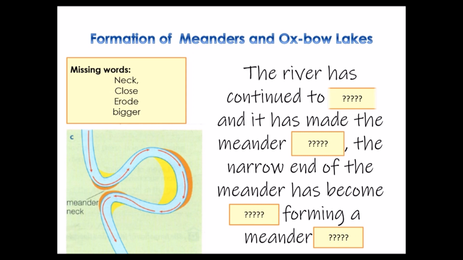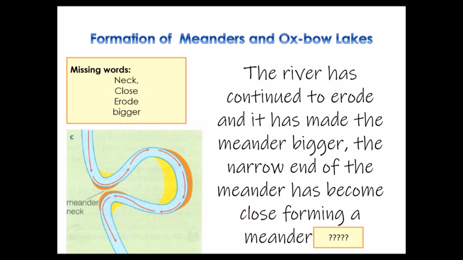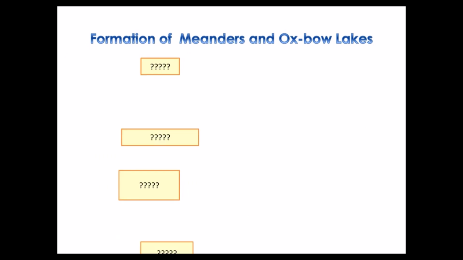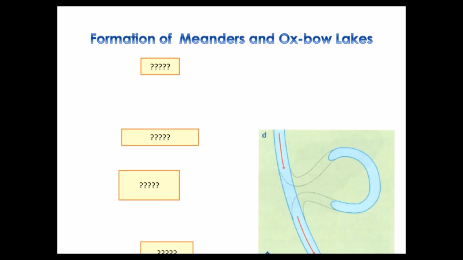Okay, so answers are: the river has continued to erode and it has made the meander bigger. The narrow end of the meander has become close, forming a meander neck. I don't like that it's called a meander neck because ultimately we all know what's going to happen in the next picture, don't we? That neck is not going to stay as it is. But that is the official geographical term for it.